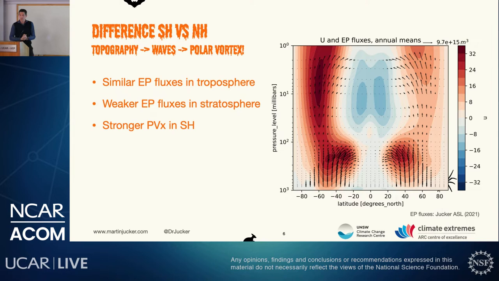So by the way, I'll use this polar vortex, because I can't use PV, right? That would be something different. So I use the PVX as polar vortex throughout this presentation. But it's not just stronger in the Southern Hemisphere, but it is also much less variable.